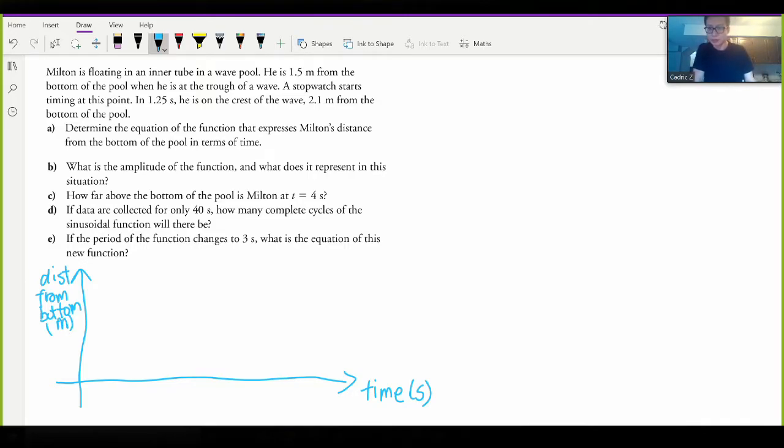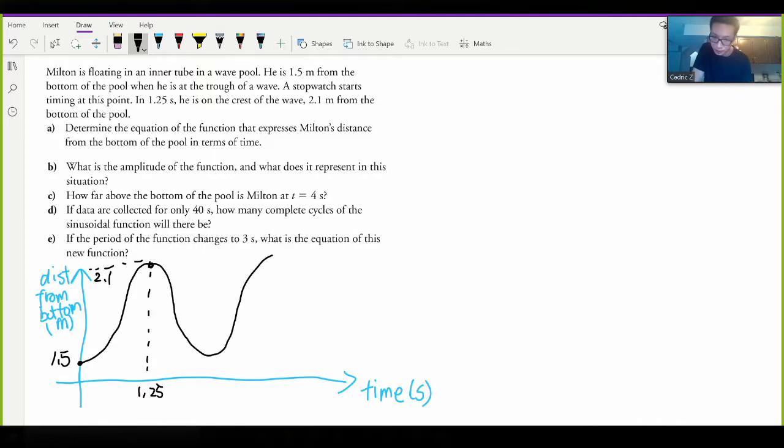Okay, so let's see what's given to us from the description. When time is equal to 0, so when the stopwatch started, he was at the trough, and the question says that is 1.5 meters from the bottom. And at the trough of a sinusoidal function, it goes up something like this, and eventually he's going to hit the peak. The peak is reached 1.25 seconds after the stopwatch started, and the peak value he reached was 2.1 meters from the bottom. And of course, because it's a wave, it's a sinusoidal kind of behavior, and it's just going to keep going like this. Okay, so that's all we're given.